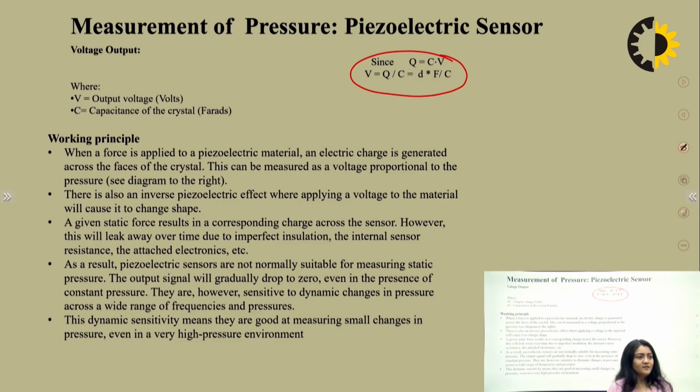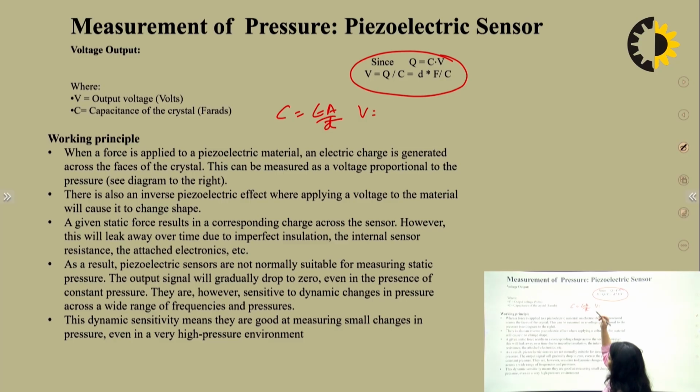Okay, now it can be affected. If we go further, then C equals what? C equals epsilon A by d. And if you put in the value, epsilon A by d, then V equals what?